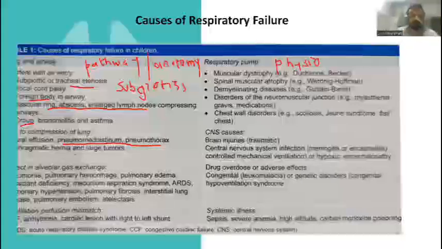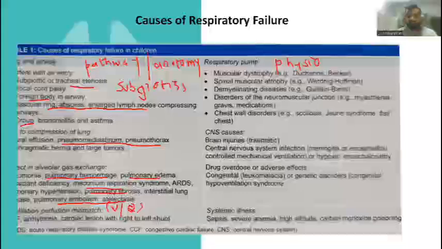There might be abnormality in alveolar gas exchange, like pulmonary hemorrhage, where the entire lung is filled with blood instead of air or surfactant. There might be pulmonary edema, meconium aspiration syndrome, pulmonary fibrosis, pulmonary embolism, atelectasis, and there might be ventilation perfusion mismatch. So in shunting, there is increased shunt or cardiac lesions where there is shunting off of the blood. What happens is the blood fails to oxygenate, and due to that, there is ventilation perfusion mismatch.